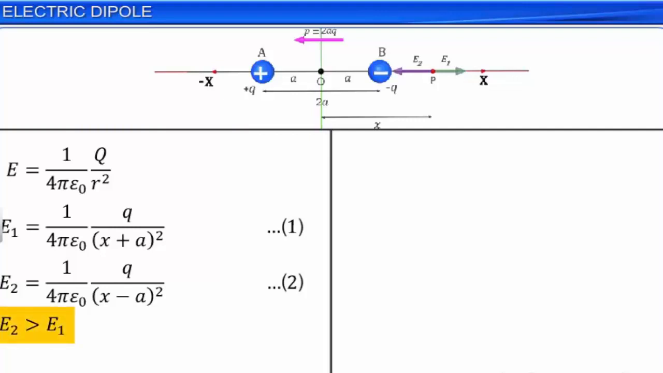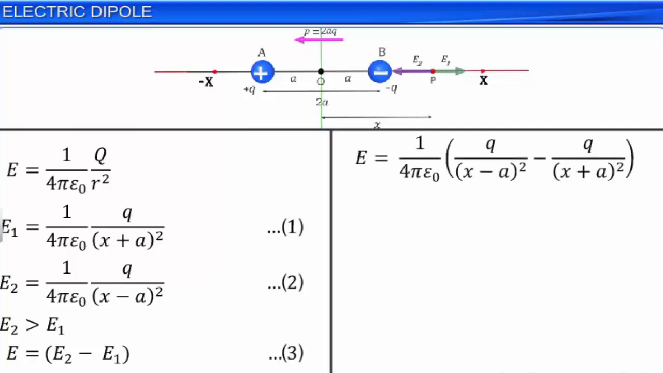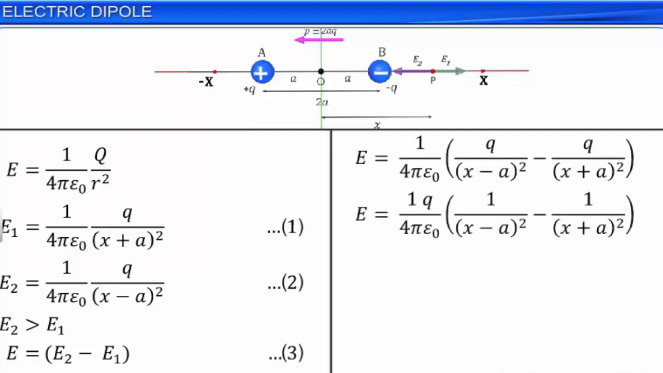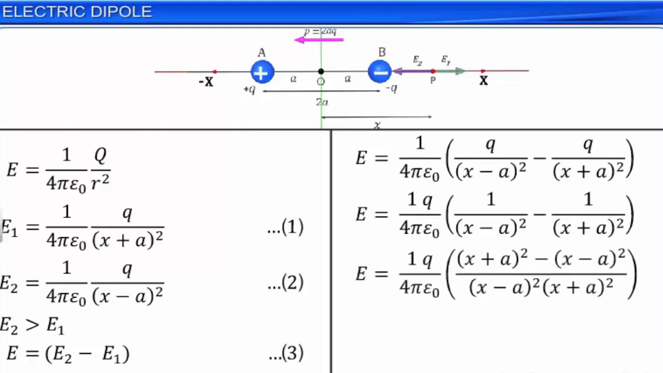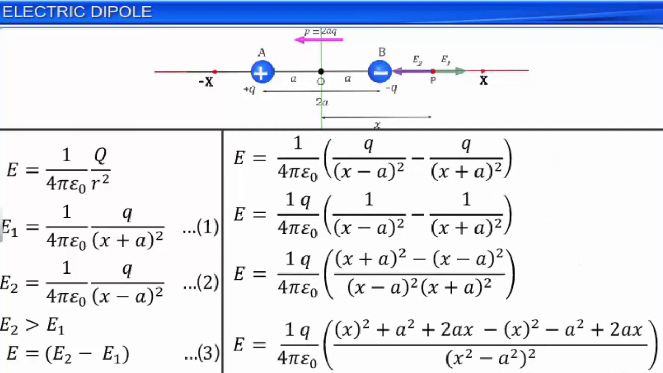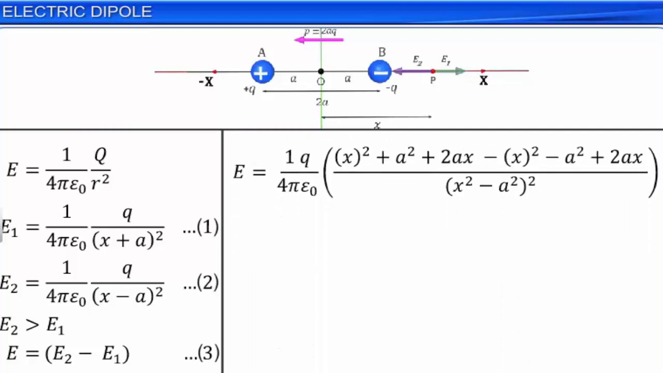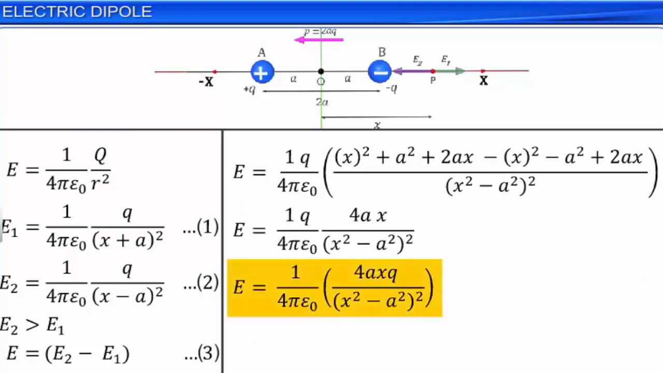Hence, the magnitude of the resultant electric field strength E at the point P is equal to E2 minus E1. Let this be equation 3. The direction of the resultant field strength at the point is in the direction of E2. Substituting the values of E2 and E1 and simplifying, we get the expression for the electric field strength E equal to 1 by 4 pi epsilon naught into 4aqx by (x square minus a square) whole square. Let this be equation 4.